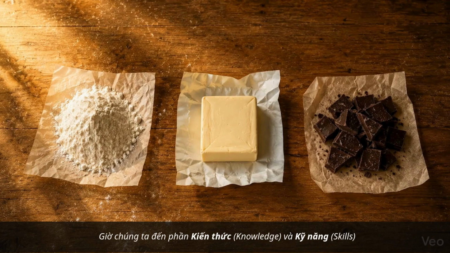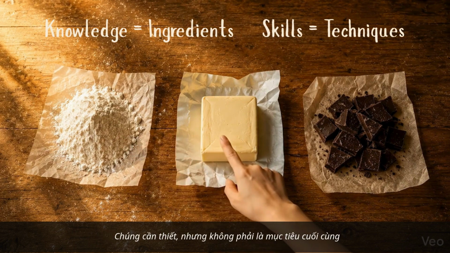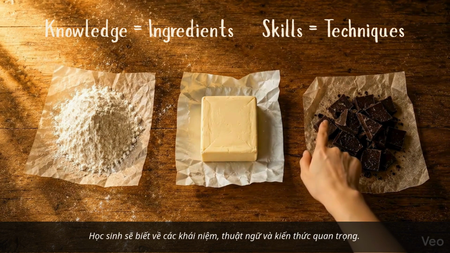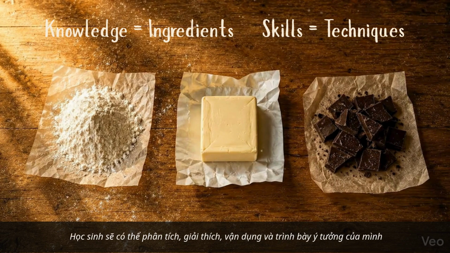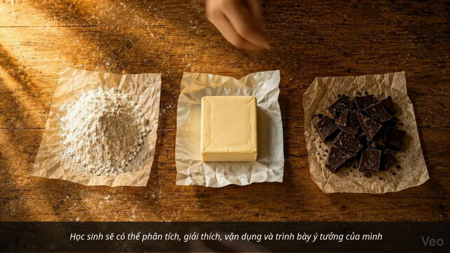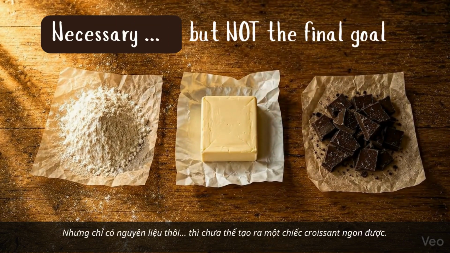Now we move to knowledge and skills. Think of these as your ingredients and techniques. They are necessary, but they are not the final goal. Students will know key concepts, terms, and facts. Students will be able to analyze, explain, apply, and communicate. These ingredients matter, but ingredients alone do not make a croissant.